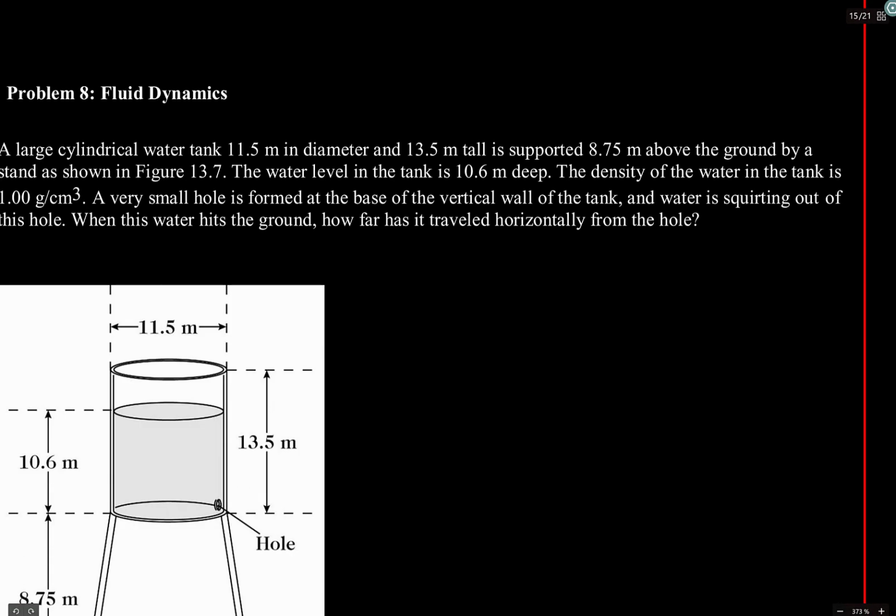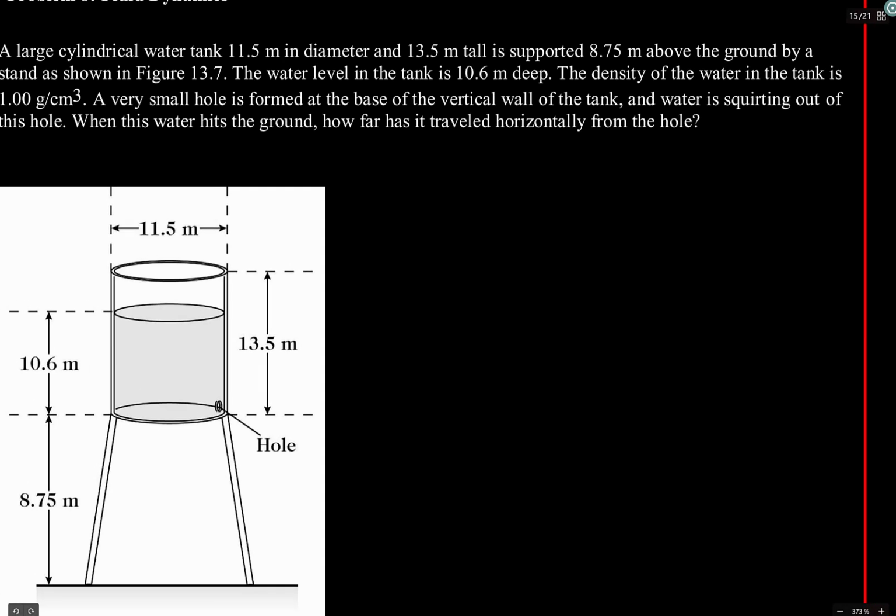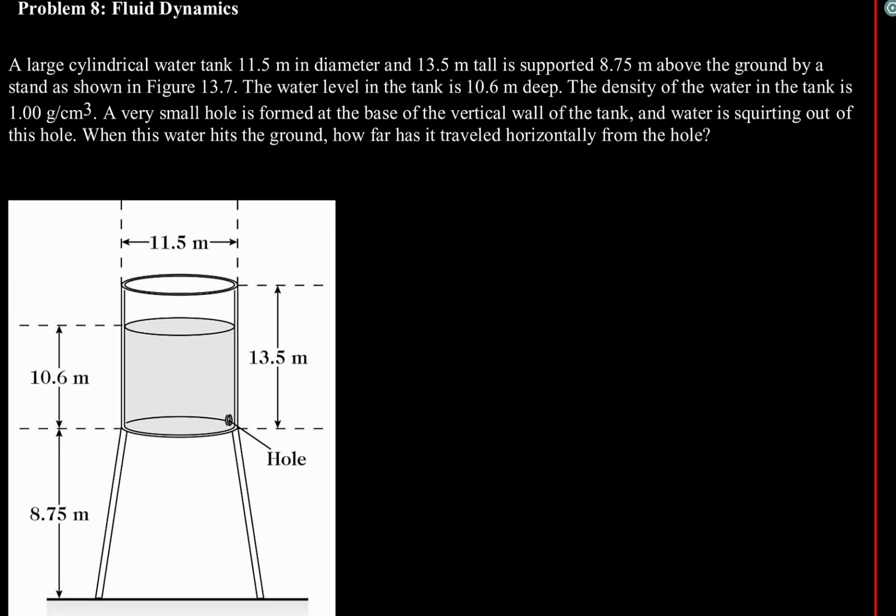The next question, which is question number 8, is on fluid dynamics. This is a very good question. You've seen this question before, and so I feel that this concept here, really it's important for you to keep track of. It says that a large cylindrical water tank, 11.5 meters in diameter and 13.5 meters tall, is supported 8.75 meters above the ground by a stand as shown in the figure below. The water level in the tank is 10.6 meters deep.